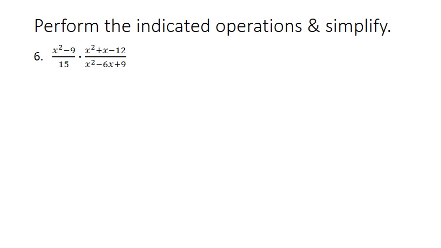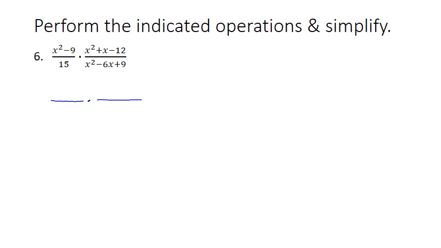Let's do a second one with multiplication, and then we'll go on to something else. You've got x squared minus 9 over 15 being multiplied by x squared plus x minus 12 over x squared minus 6x plus 9. Once again, with the multiplication, I'm going to go through and factor anything that I can.